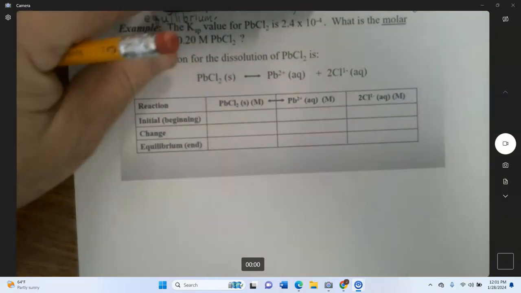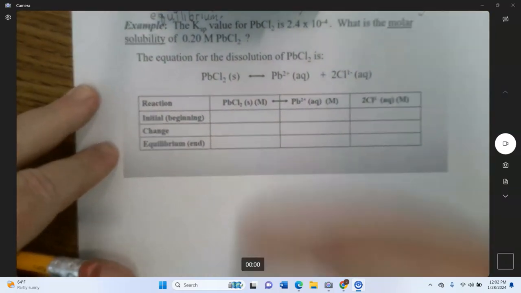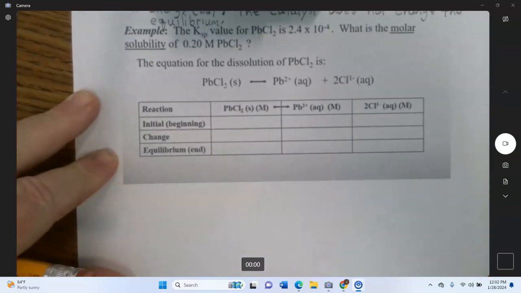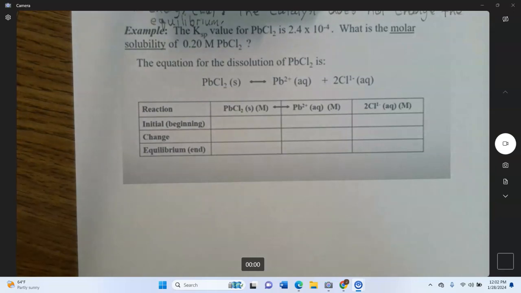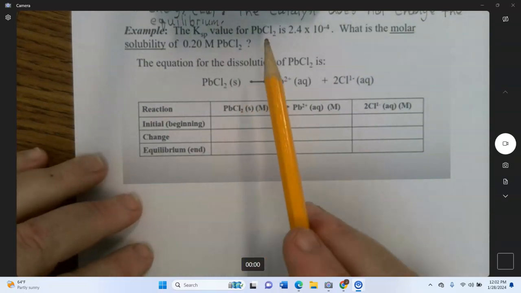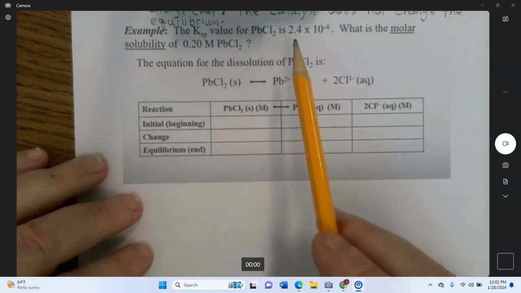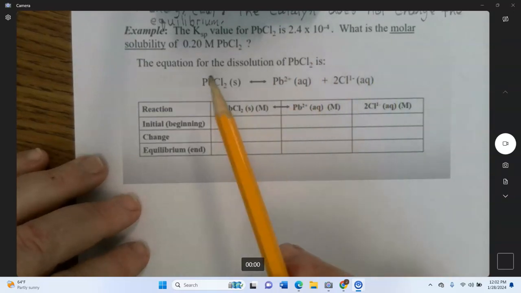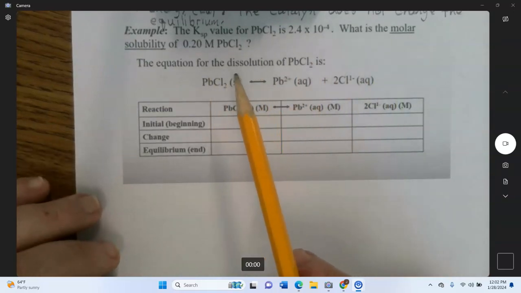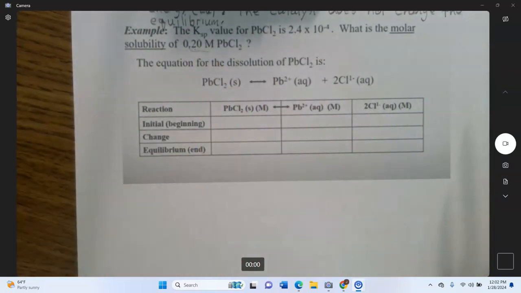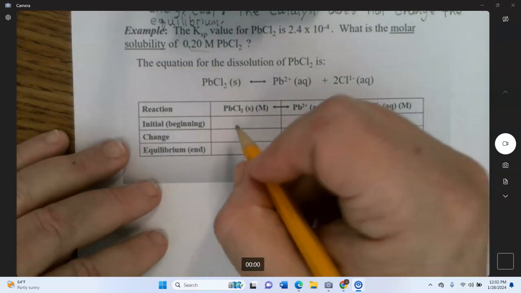So, generally in these kinds of problems, you're going to be given a solubility product and asked to figure out the molar solubility, or you're going to be given the molar solubility and asked to figure out the solubility product, okay? So it says the Ksp value for lead chloride is 2.4 times 10 to the negative fourth. What is the molar solubility of 0.2 molar PbCl2? Well, the concentration initial doesn't matter, and you're going to see why in a minute. Let's go ahead and put it in here.